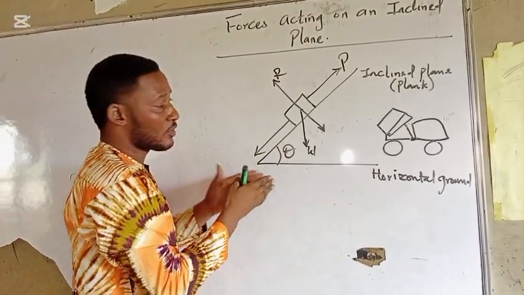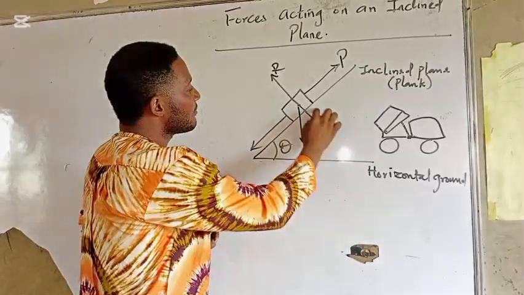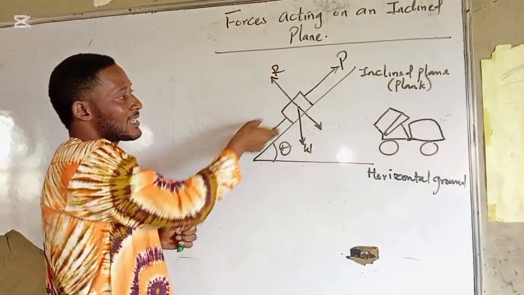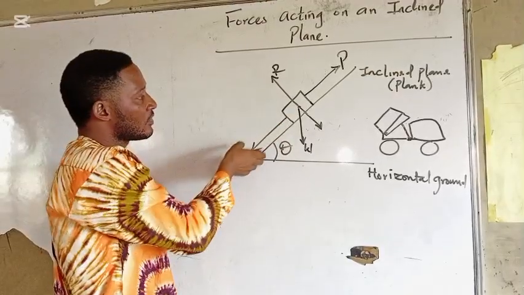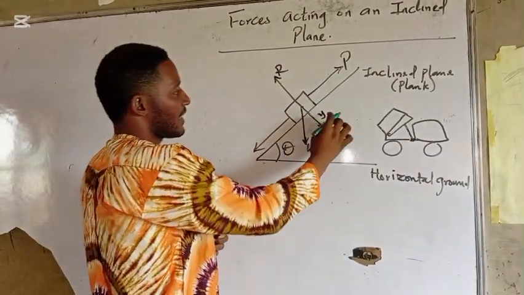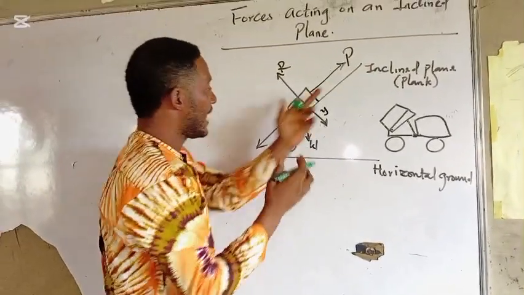Right about now we are going to get those two forces: one, the force that is acting vertically opposite to the normal reaction, and also the force that is capable of pulling the object down toward the plane. So let's call this one. Why? Because it is vertical in comparison to the plane, which is the inclined plane.